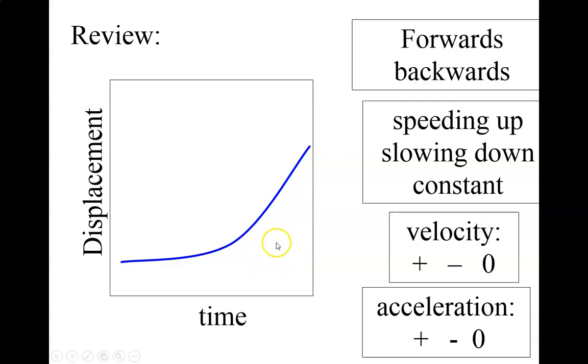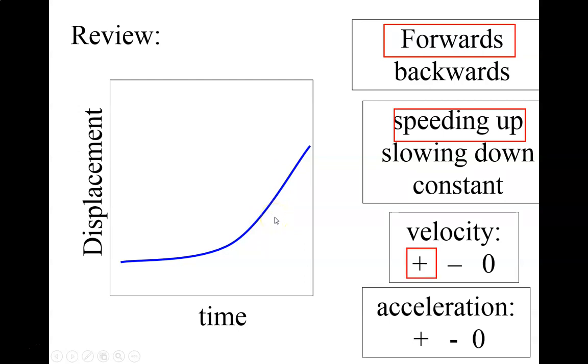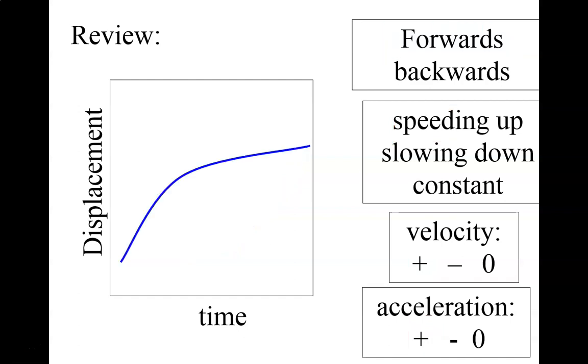It's tilted forwards. It's tilted up, so it's moving forwards. It's getting steeper, so that means it's speeding up. Since it's moving forward, the velocity is positive. Since it's speeding up, the sign has got to be the same, so the acceleration is also positive. All right. So get your answers down for this.